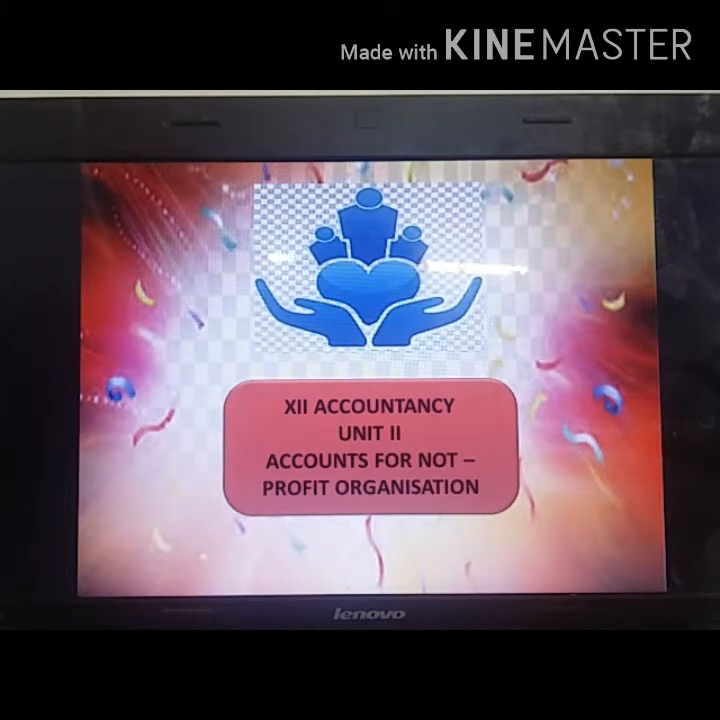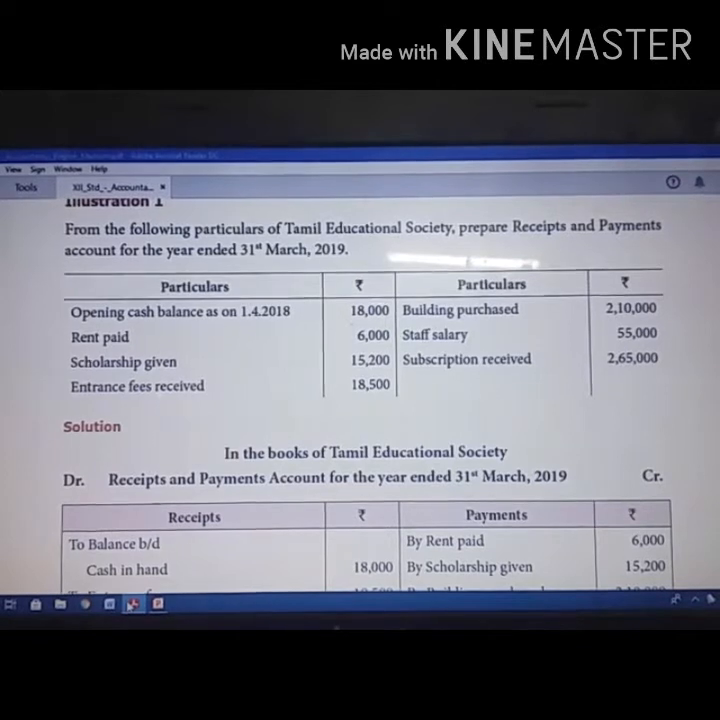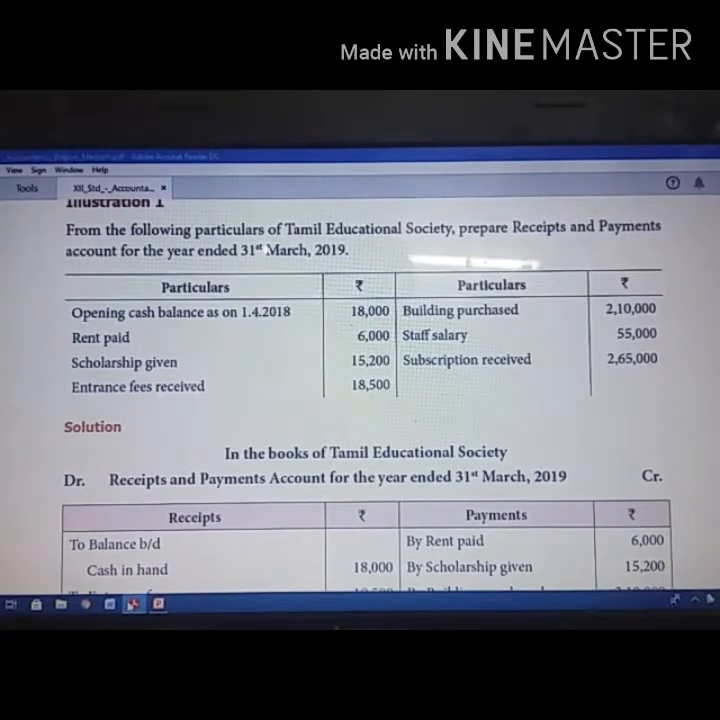So today we are going to see the first illustration, illustration 1. From the following particulars of Tamil Nadu Electricity Society, prepare receipt and payments account for the year ended 31st March 2019. So they have given some particulars here to prepare a receipt and payment account.